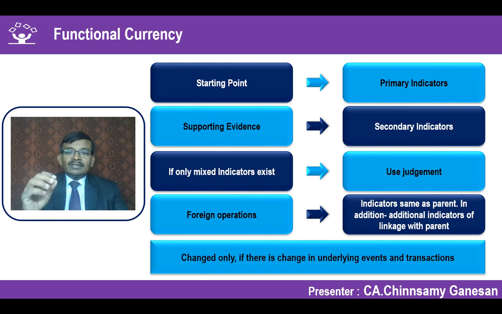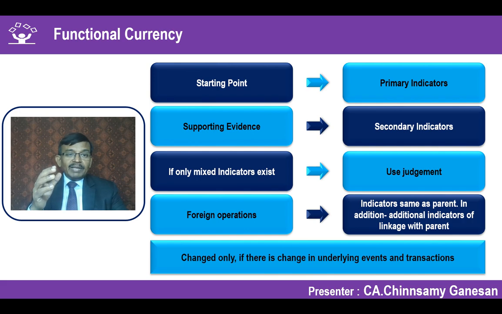Okay. So if you see the entire discussion which we are having, functional currency is not a choice which has been made by the entity. The entity has to see the facts, circumstances, and events and transactions based on which it has to decide, maybe primary indicators or secondary indicators, or the judgment provides that based on the present underlying events and transactions, this is your functional currency.